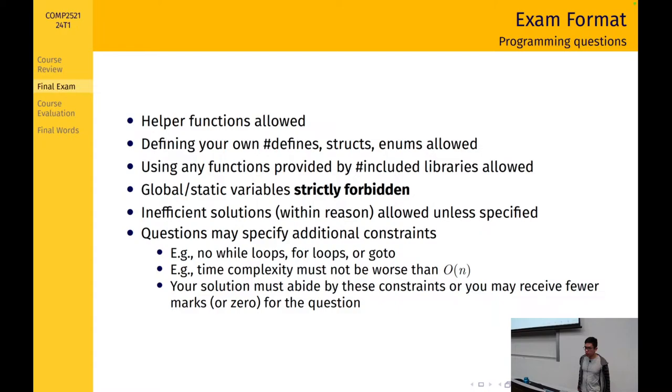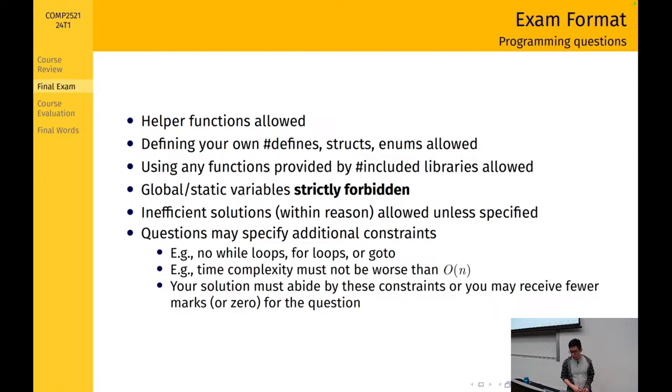Cool, now what else about programming questions? Here are the main assumptions and constraints. You can use helper functions, obviously. You can define your own helper functions, structs, hash defines, enums, if you need them. Okay, and we'll give you some libraries like stdio, stdlib, and so on. You can use any functions provided by these libraries, even though you most likely won't need to. You can't use global or static variables.